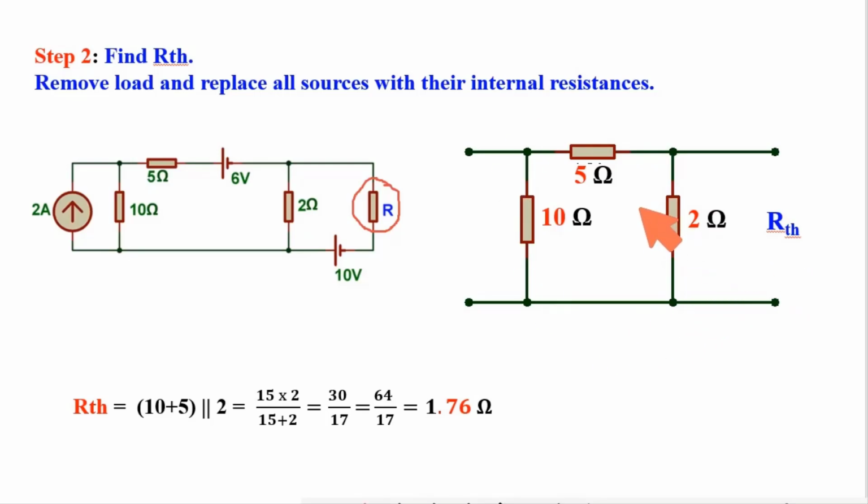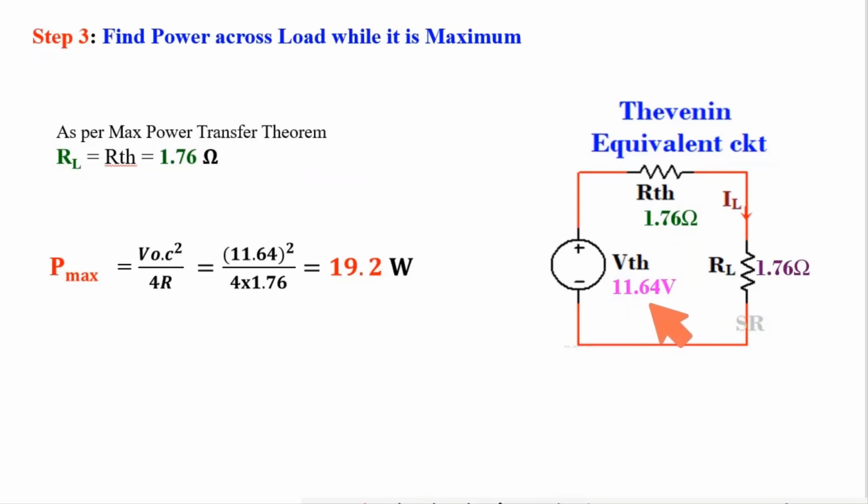It is very clear that here 10 plus 5, this is in series, so 10 plus 5, that is 15, is in parallel with this 2 ohm. So by using that, ultimately I got 1.76 ohm. This is RTH. So putting the value in equivalent circuit, VT is 11.64, RT is 1.76 ohm. To get maximum power at load, the value of load resistance should be equal to 1.76 ohm. So I have used RL as 1.76 ohm. By putting value in the formula to get maximum power, ultimately I got 19.2 watt is maximum power at load.